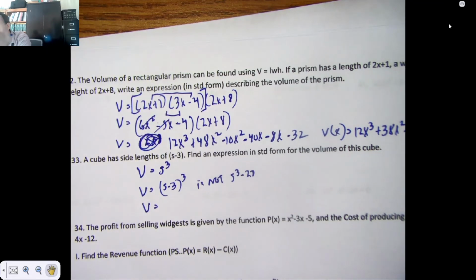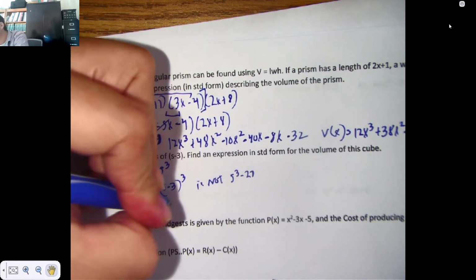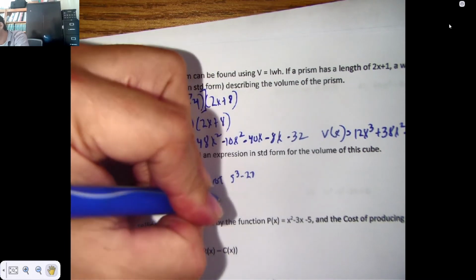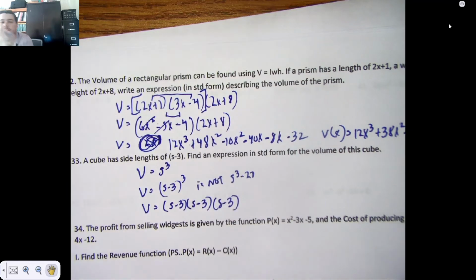To cube something, you write it 3 times. I probably shouldn't say the S word, but it's true. That's what it is. Now they want it in standard form. FOIL.